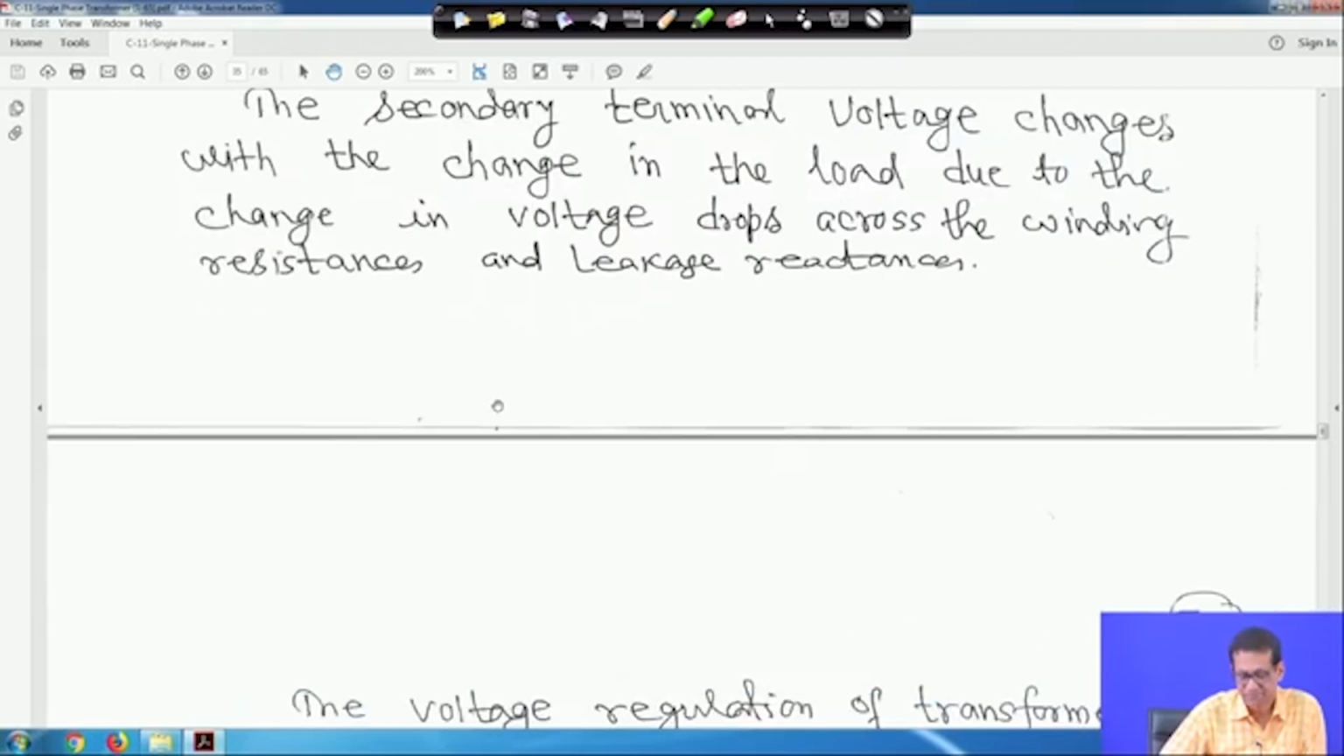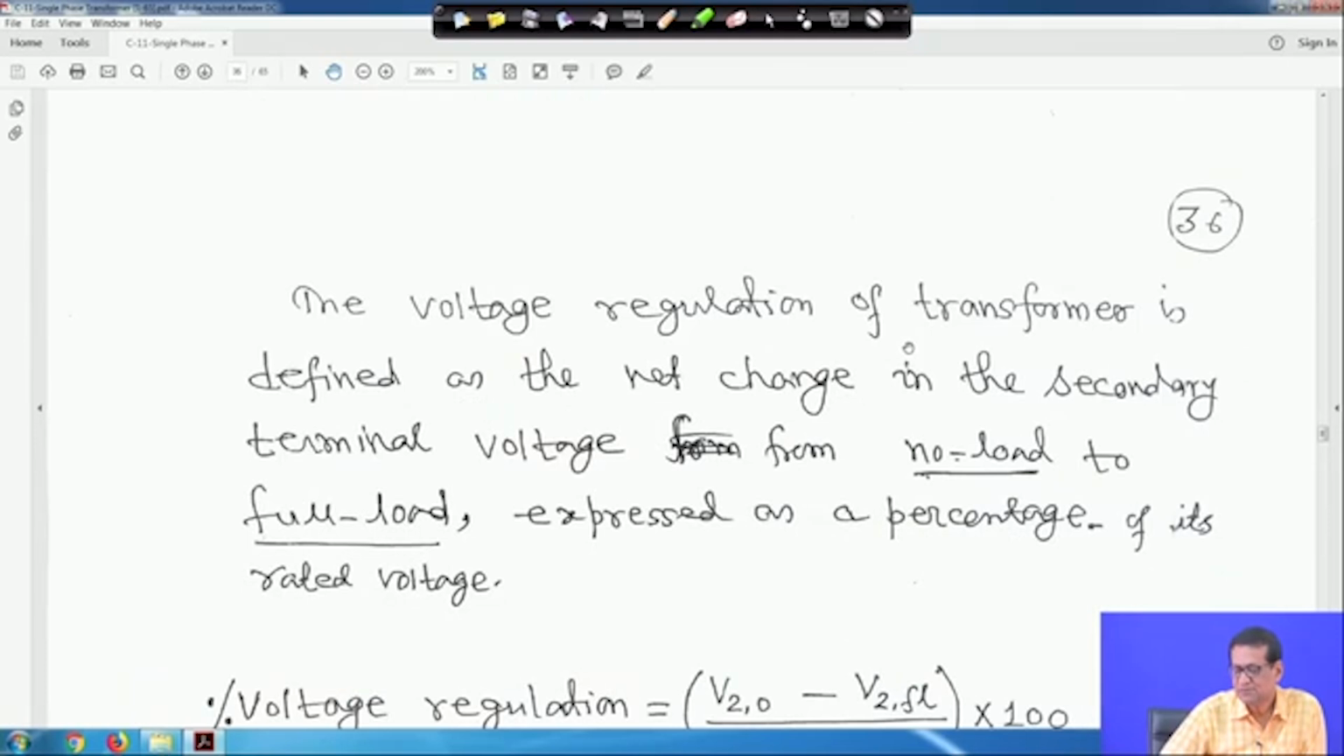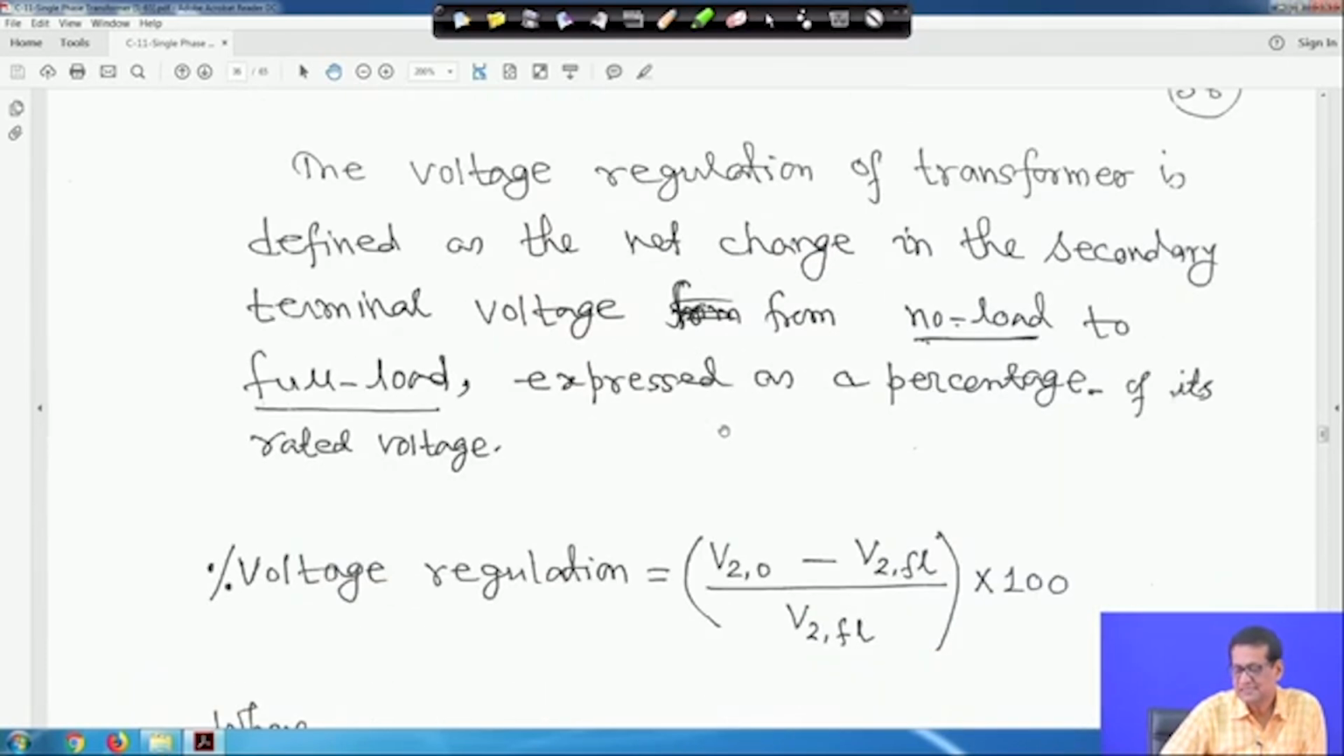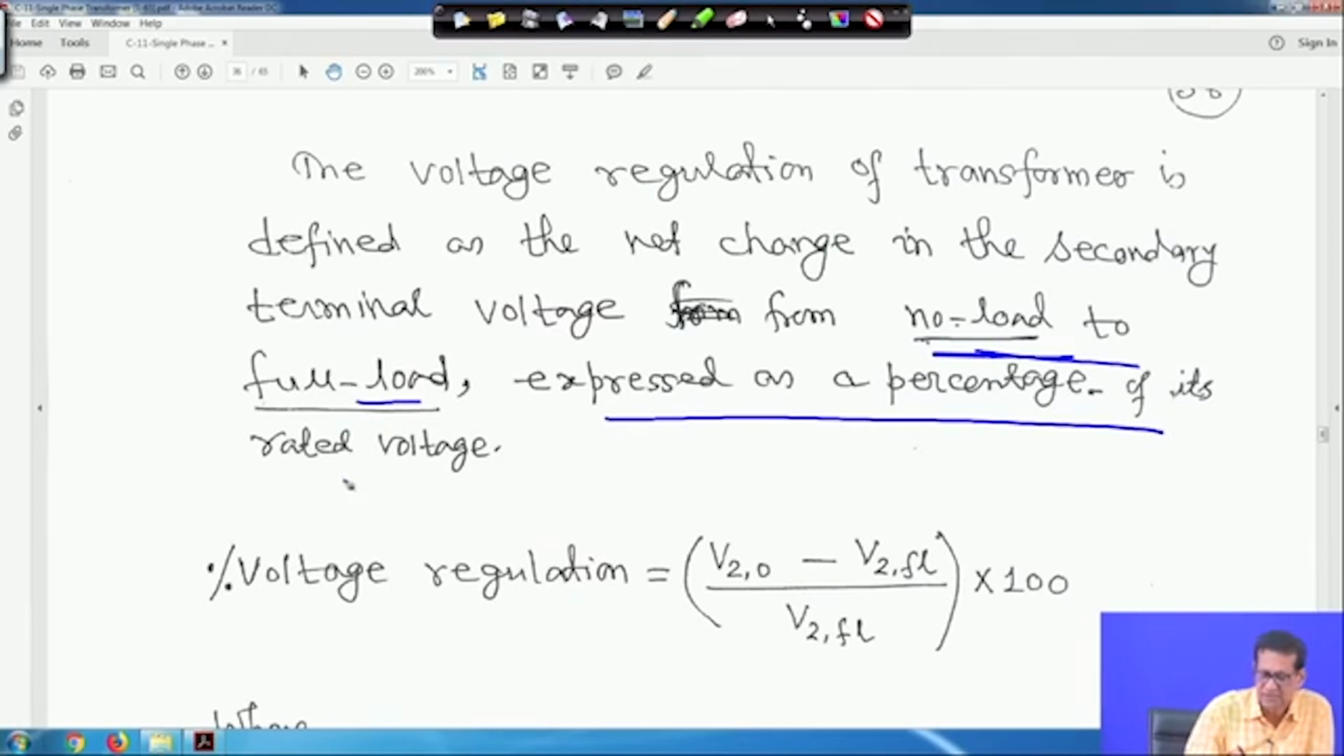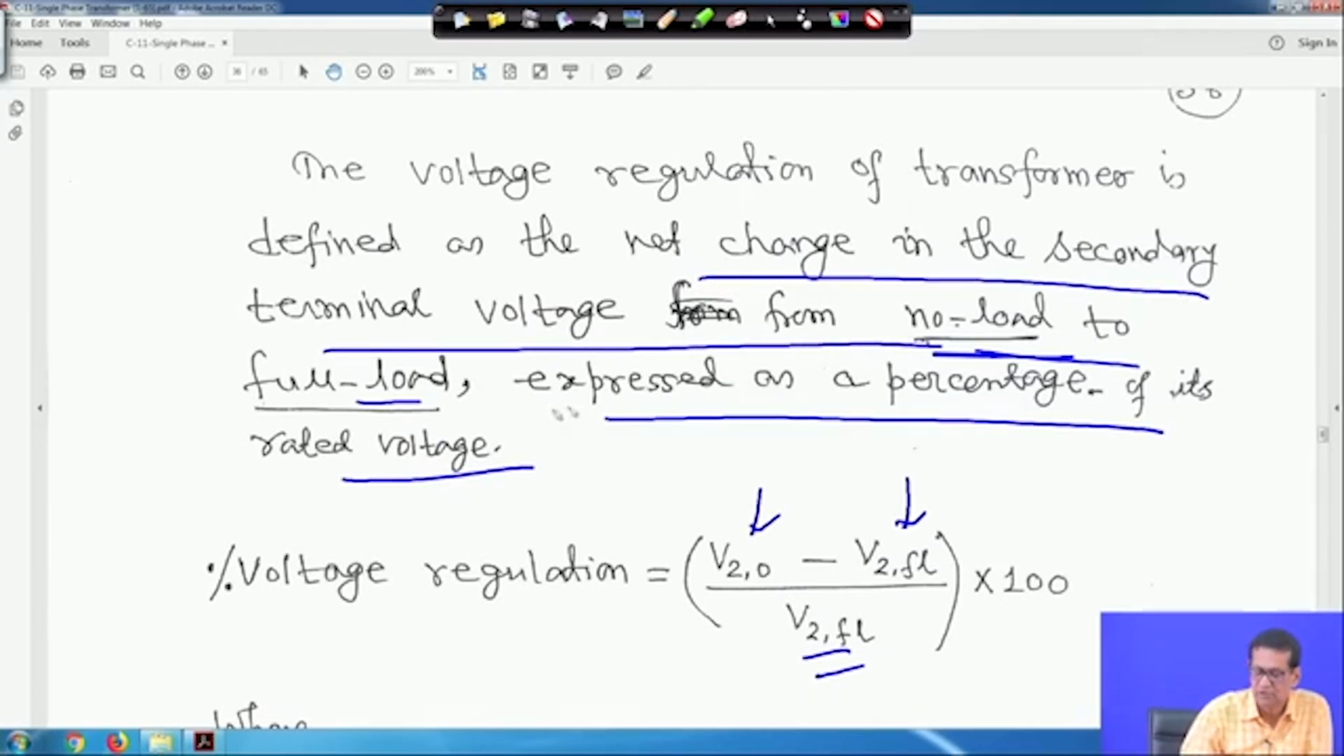Therefore, the voltage regulation of a transformer is defined as the net change in the secondary terminal voltage from no load to full load, expressed as a percentage of its rated voltage. That means voltage regulation is (V20 minus V2FL) divided by V2FL into 100, where V20 is the no load voltage and V2FL is the full load voltage. So, it is the net change in the secondary terminal voltage from no load to full load expressed as a percentage of rated voltage.